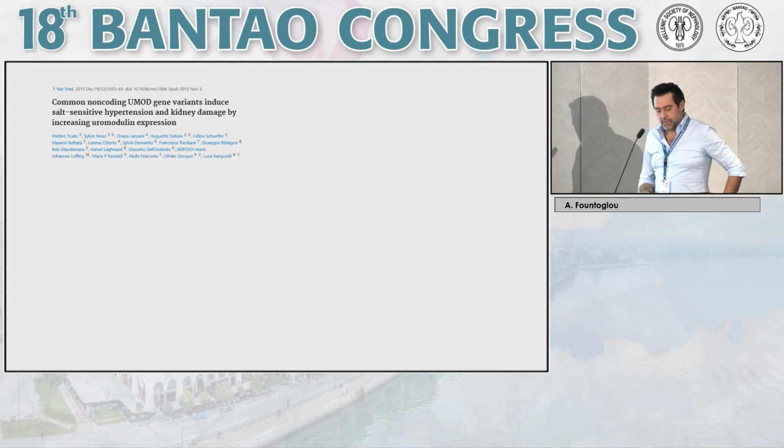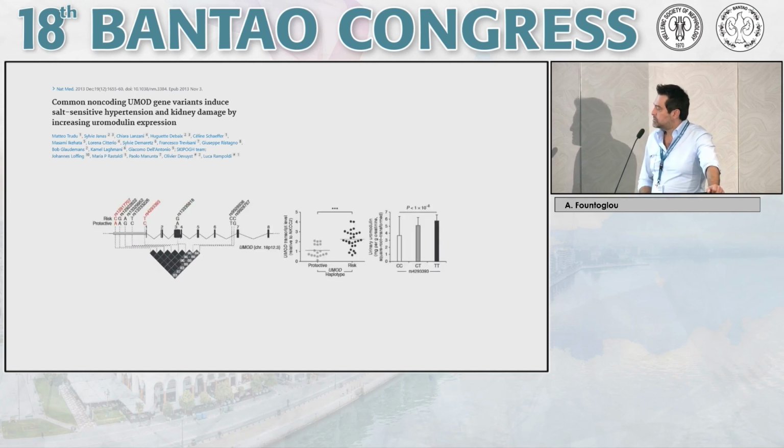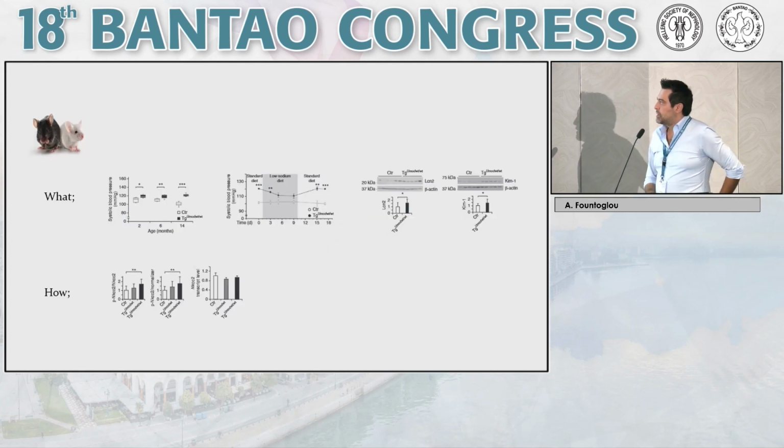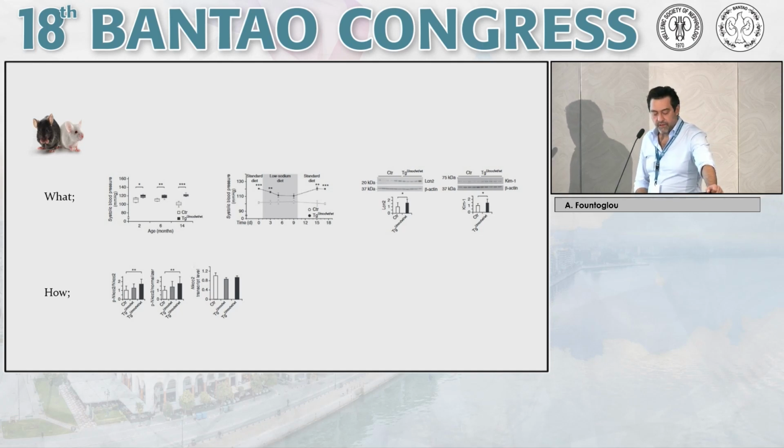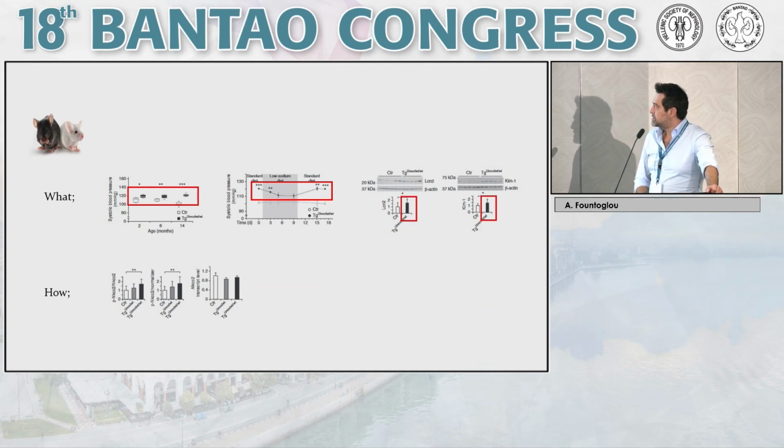The obvious linkage between the gene and the gene product was investigated by Trudeau et al., who found that carriers of the UMOD risk haplotype showed a twofold increase in UMOD transcript in kidney samples and increased levels of uromodulin in urine. In order to model this effect in vivo, they generated transgenic animals which showed increased levels of uromodulin in urine. And what did they find? They found that increased levels of uromodulin expression cause hypertension, increased salt sensitivity, and increased expression of kidney tubule damage markers. And how did this happen?